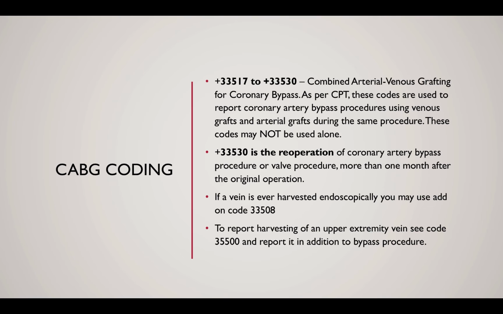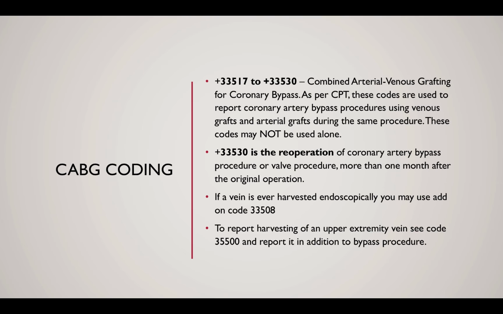Add-on code 33530 is for reoperation of a coronary artery bypass procedure or valve procedure more than 1 month after the original operation. So if the scenario or note says that this is a reoperation, or they are having it again, or they had it in the past, you will use this add-on code with your normal procedures. You should make that note in your book.